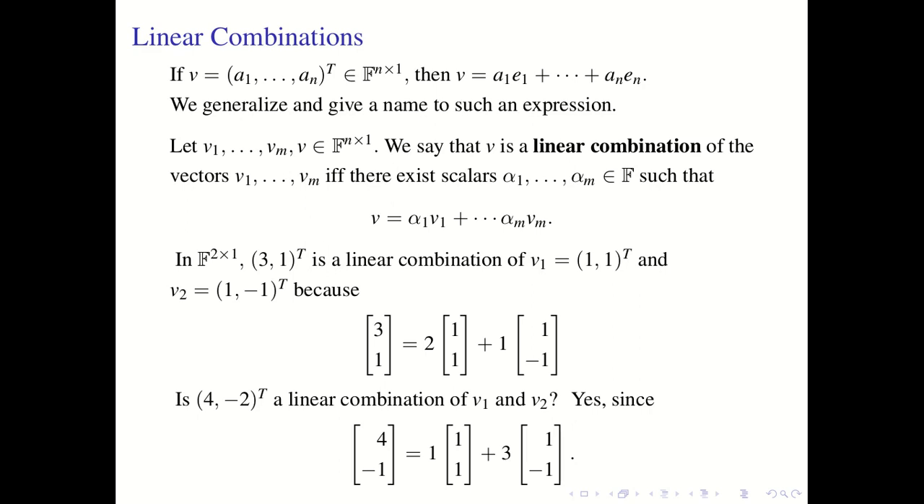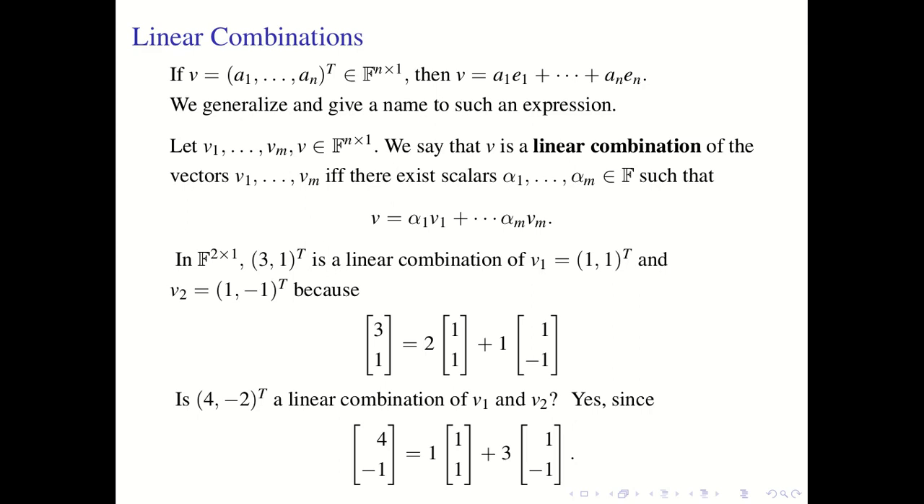So we define this here. v1 up to vm and v are vectors in Fn. We say that v is a linear combination of the vectors v1 up to vm if there exist scalars alpha 1, alpha 2 up to alpha m, such that v is equal to alpha 1 v1 plus etc. alpha m vm.